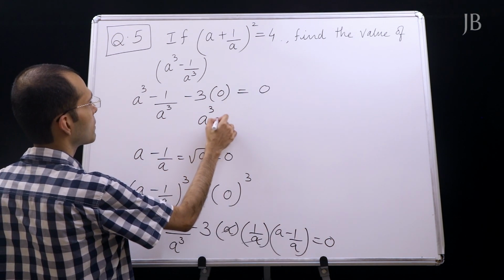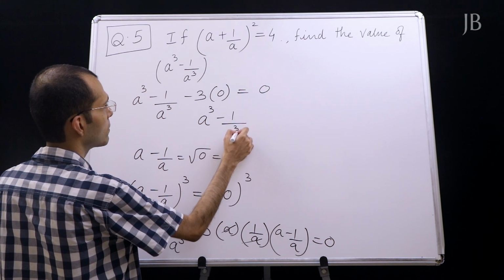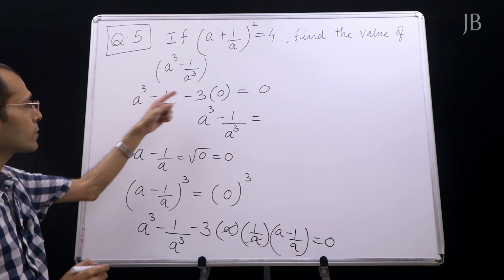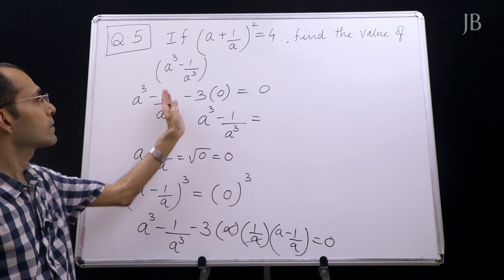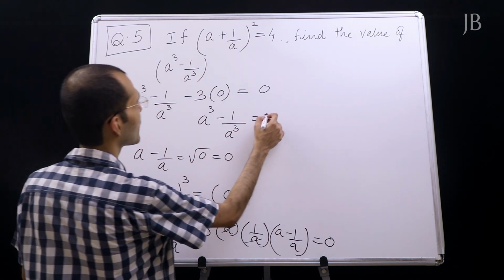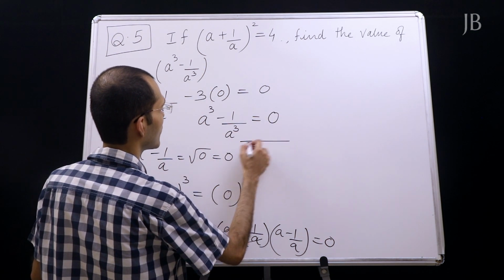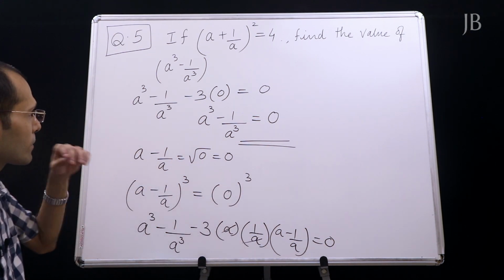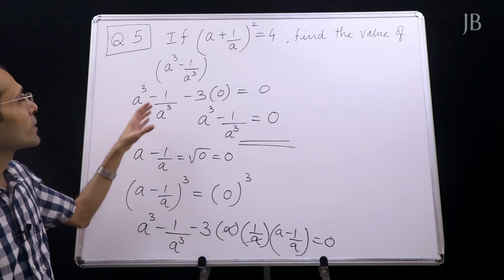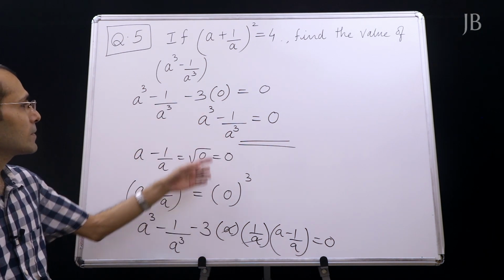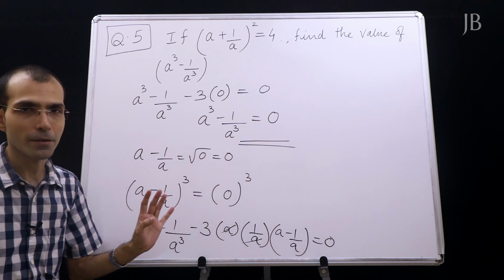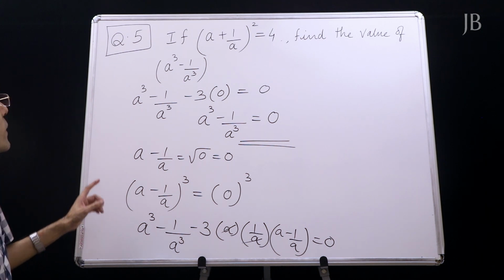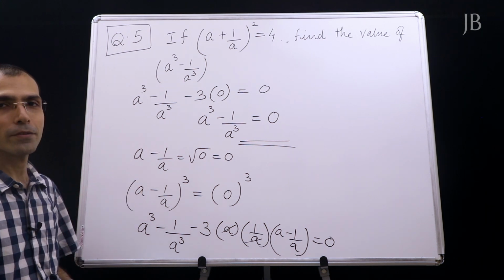So a cube minus 1 upon a cube, 3 into 0, 0. 0 will go on that side. So a cube minus 1 upon a cube has now turned out to be 0. Don't think you are wrong, it is correct. Okay. So we have successfully finished this sum. Just double underline your answer. This completes with your question 5.